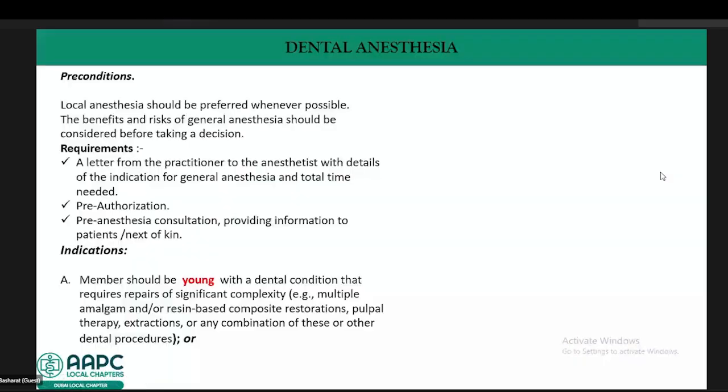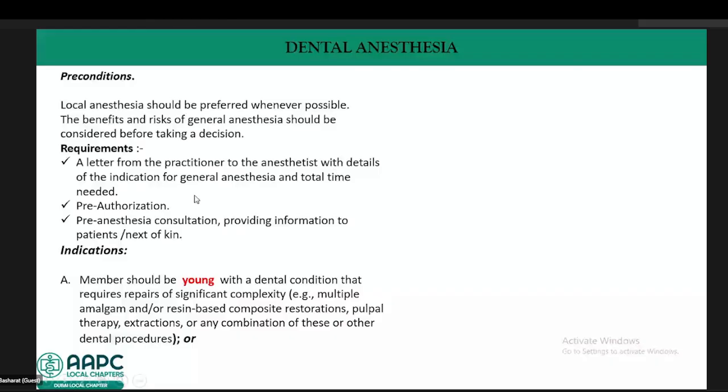Okay, about general anesthesia. In many slides I mentioned that it is already included in the service. For restoration and RCT, we cannot bill the anesthesia separately. Local anesthesia should be preferred whenever possible. The benefit and risk of general anesthesia should be considered by the technician. A letter from the practitioner to the anesthetist with the detailed indication for general anesthesia is needed. This is actually for the GA.